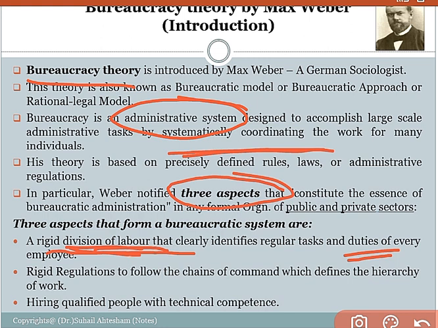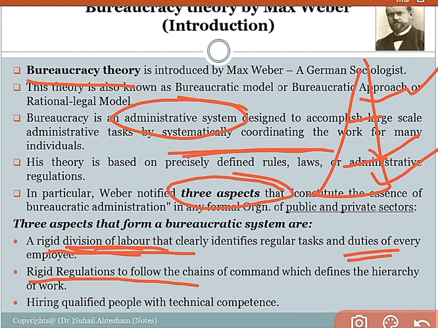Next, rigid rules and regulations that have to be followed. There are certain rules and regulations which are very rigid and inflexible in nature, that have to be followed by every employee working in the organization, maybe at any level, top level, middle level, or low level. The manager or the subordinate or any employee of the organization has to follow certain rules and regulations which are fixed and rigid in nature, and every employee has to follow them for survival in the organization.